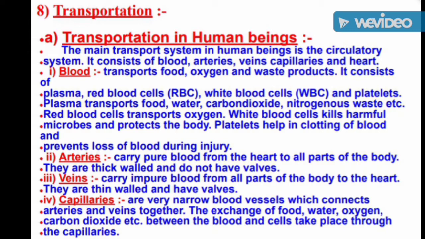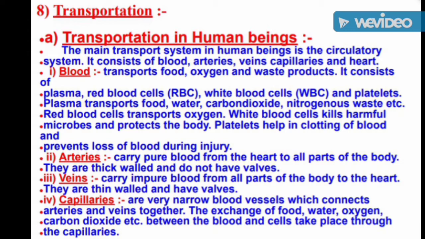Red blood cells transport oxygen. White blood cells kill harmful microbes and protect the body. Platelets help in clotting of blood and prevent loss of blood during injury. These are the importance of blood and the contents of blood.